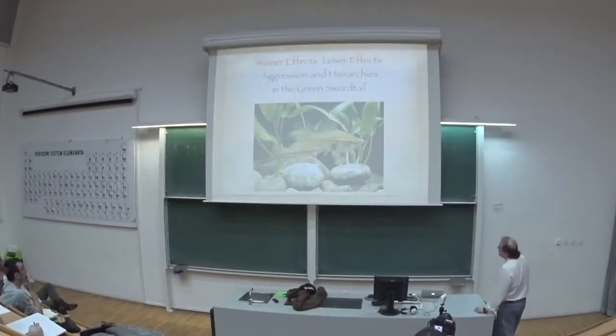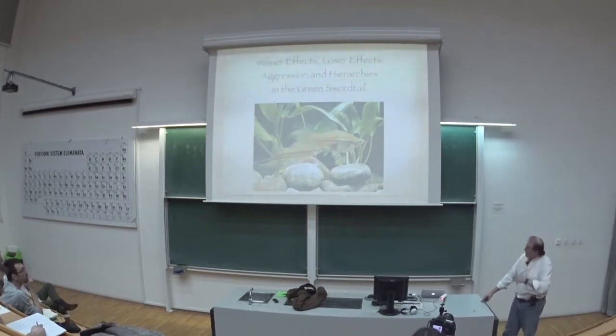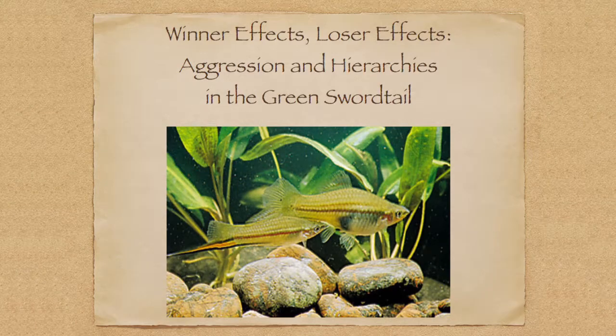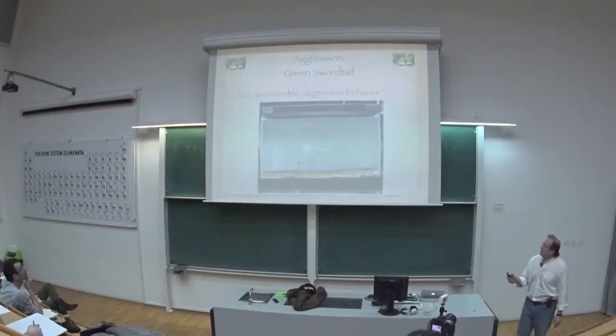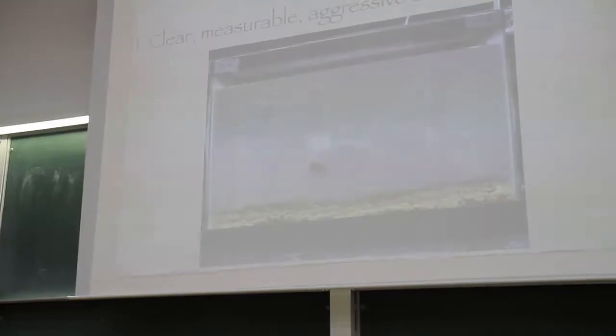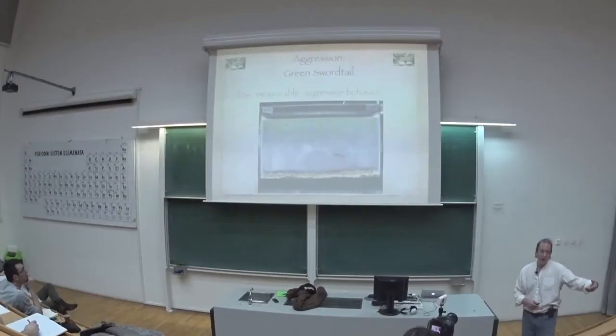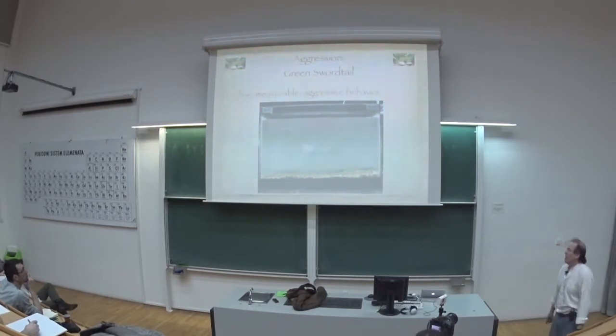What I'm going to talk to you about is some work that we've done on these winner and loser effects and aggression in green swordtails, a species of fish. They're probably about 5 centimeters long, very easy to work with in the laboratory, and they have very, very clear aggressive interactions that occur between pairs of individuals. So you can basically sit with a video recorder and tape what these individuals are doing, and you can get information on who attacks and who wins a fight by just playing the video in very slow motion and knowing which fish is which.